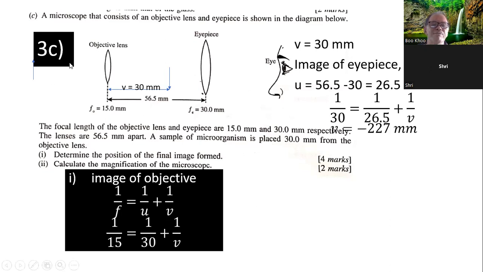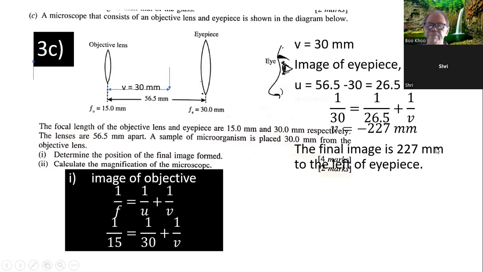Magnification, remember we are calculating it, compare the final image with the initial object. So the final image is 227 millimeter to the left of the eyepiece. Not here, not to the right. Explain why the negative sign there. That's important. Magnification.